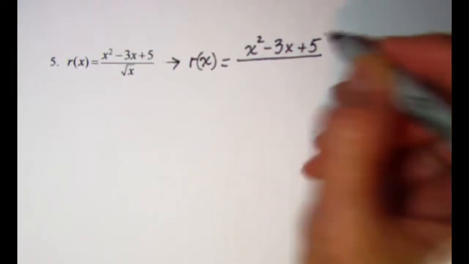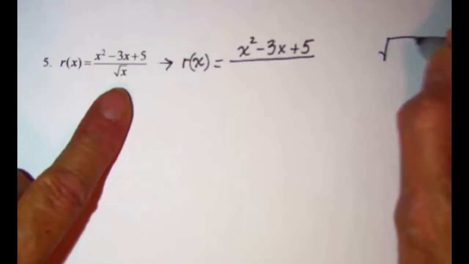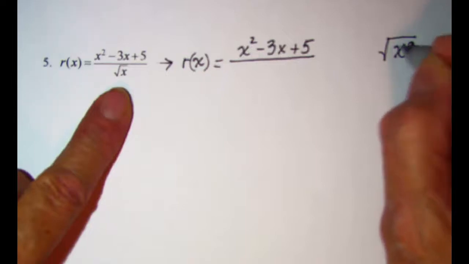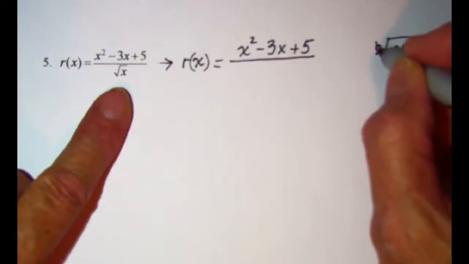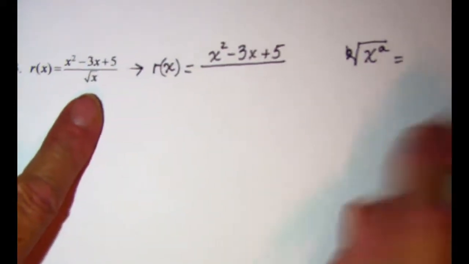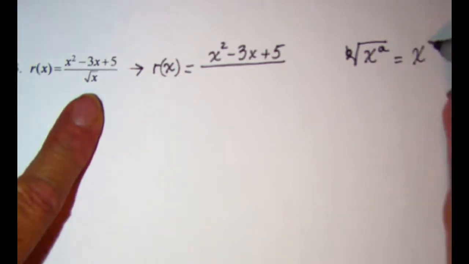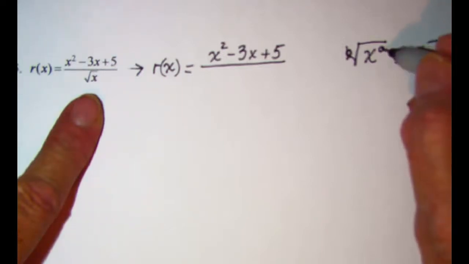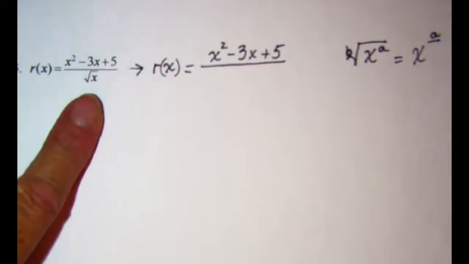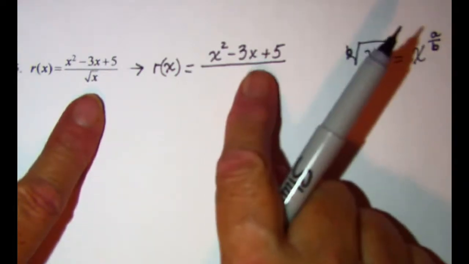plus 5. And I'm going to use the rule that when you have a radical, let's say x to a power, and then the index on your radical is b, that radical can be rewritten with a fractional exponent. First, your base is x, keep that base, and your exponent is going to have a numerator of whatever the power is, and a denominator, whatever the index on the radical is. So this is the rule that I'm going to apply right here for this bottom.